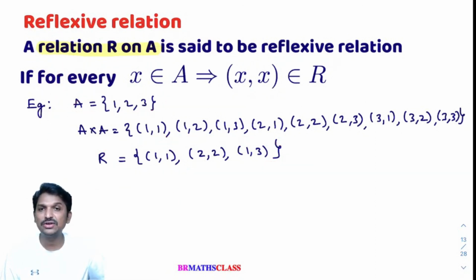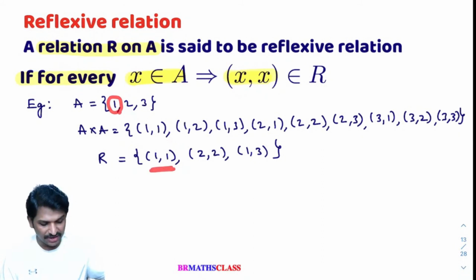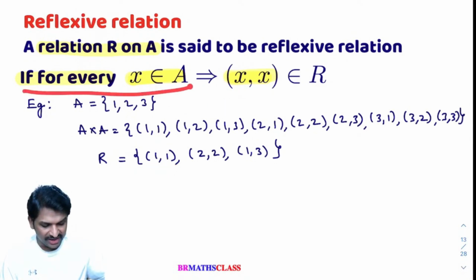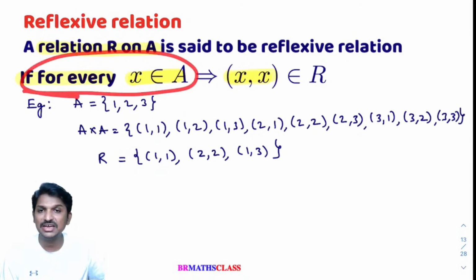Now is this relation a reflexive relation or not? When we say the relation is reflexive, this is important: for every, don't take it lightly. If for every X belongs to A, the ordered pair X comma X belongs to R, then we say the relation is reflexive. Try to understand. In set A, 1 is there, and the ordered pair 1, 1 is there in the relation. From that, can I say that this relation is reflexive? No. You need to check like that for every X in set A, for every element in set A.